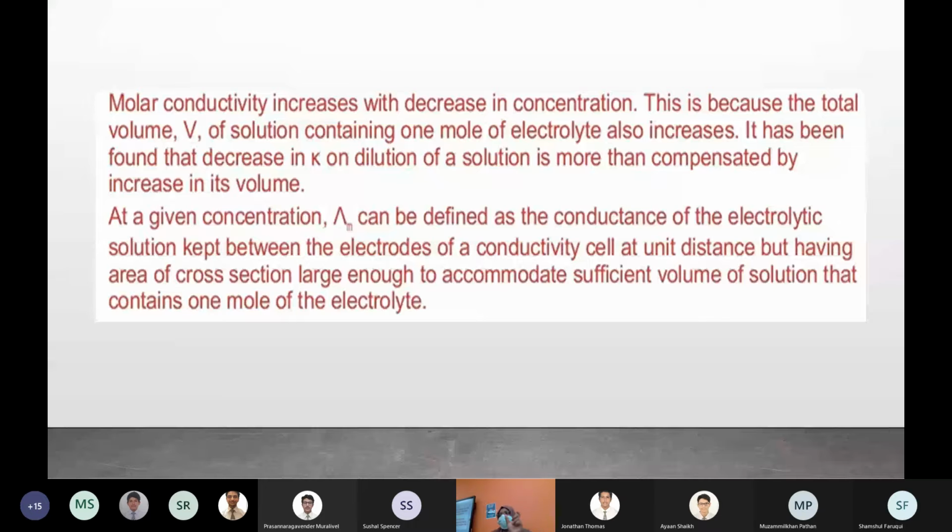Then you will be thinking that ions per unit volume will decrease, but that decrease is more than compensated by this free movement of ions. See, as you said, when you are diluting, the number of particles per unit volume surely will decrease.